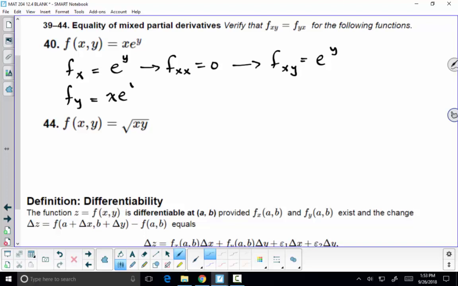Does everybody follow that? x is constant if we're partialing with respect to y, so x comes along for the ride because it's a constant. The partial of e to the y with respect to y is itself times the partial of the exponent, but that's just 1, so we get that. And then how about f sub yy? x e to the y. And then how about f sub yx? E to the y. So that'll always be the case.